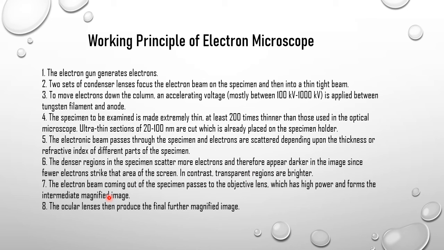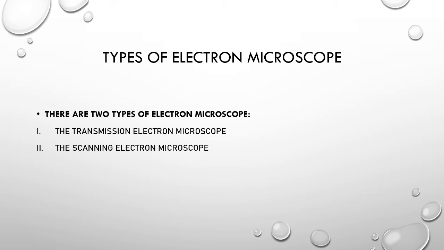The electron beam coming out of the specimen passes to the objective lens, which has a high power and forms the intermediate magnified image. The ocular lenses then produce the final further magnified image. There are two types of electron microscope, the transmission electron microscope and the scanning electron microscope.